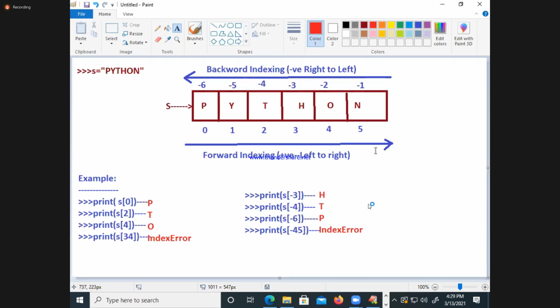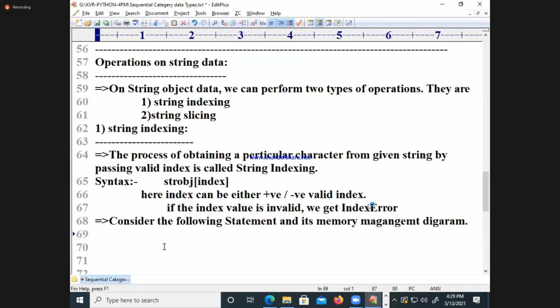Okay, now I will go for the slicing operation. That diagram you have already copied from Paintbrush. Right, so let us move to the slicing concept here. Tell me, what do you understand from slicing, ma?